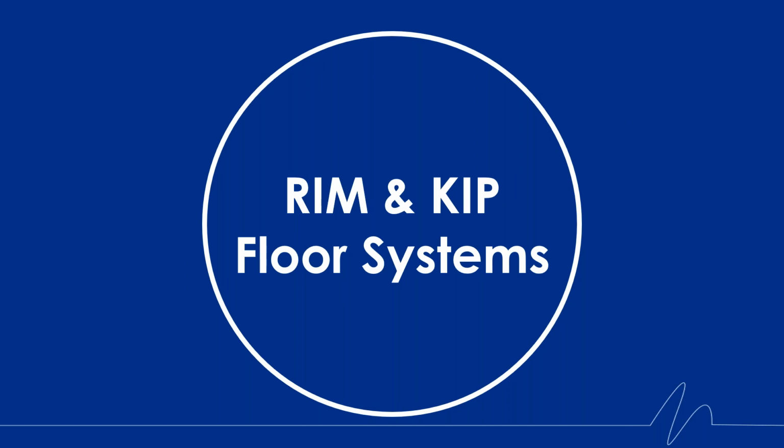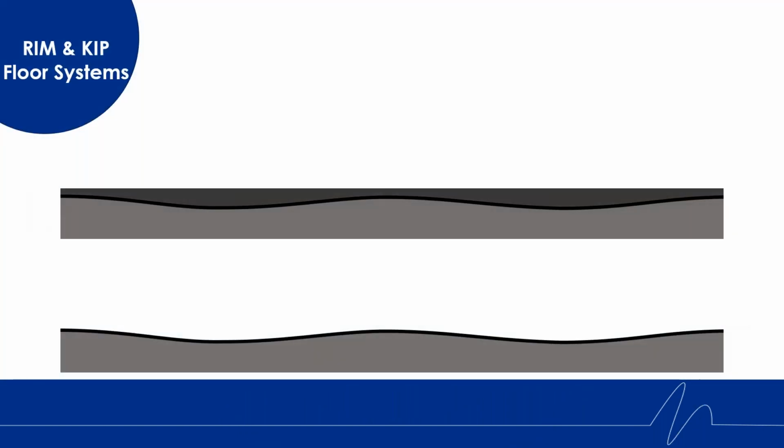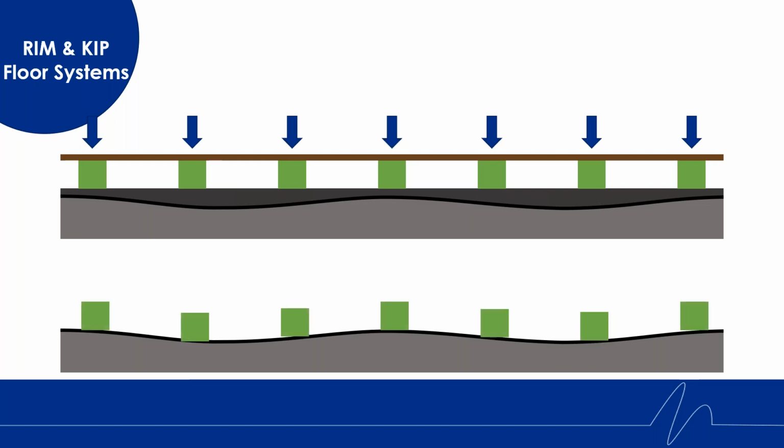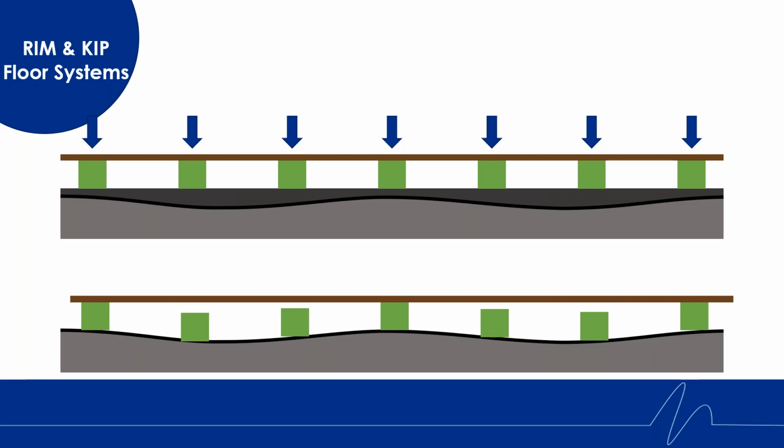Moving on to rim and kip floor systems. When a rim kip system is installed on a floor that meets or exceeds the flatness requirements, we can see that the floor buildup or loss pouring form will engage all of the kips as designed. Whereas with the kips that are installed over a floor that did not meet the flatness requirements, we can see that not all of the kips are engaged properly.